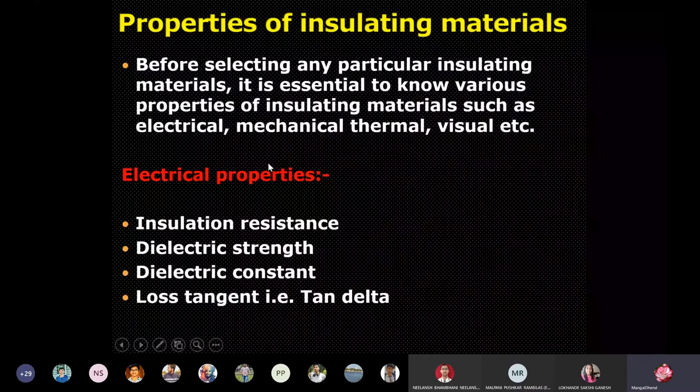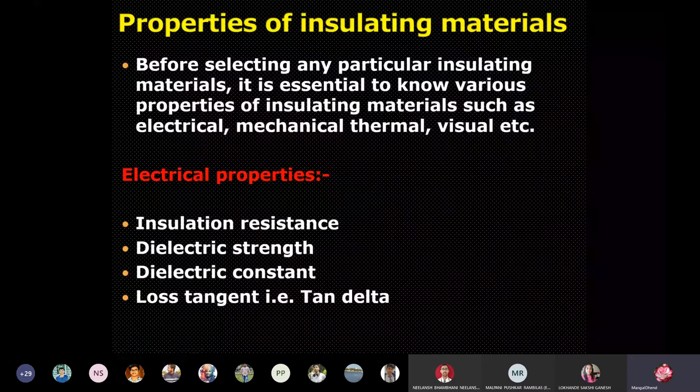So before selecting any particular insulating material, it is essential to know its various properties: electrical, mechanical, thermal, visual, physical. Suppose you want to use an insulating material in a transformer or machine, then you must go to the market and purchase the material. So what specifications will you give, how will you verify them, how will you measure and test it? Before considering measurement and testing, let us first see which characteristics are required.